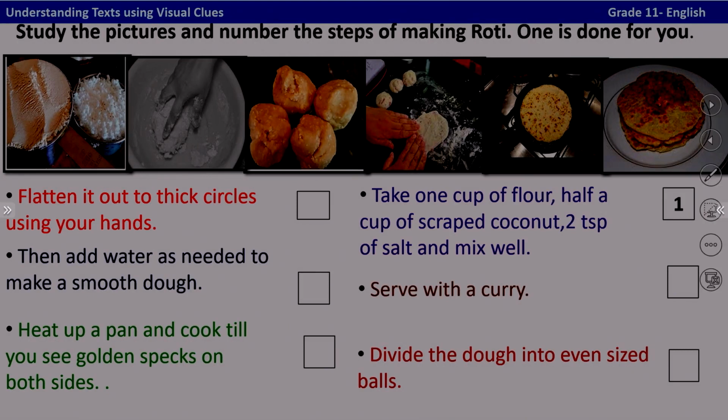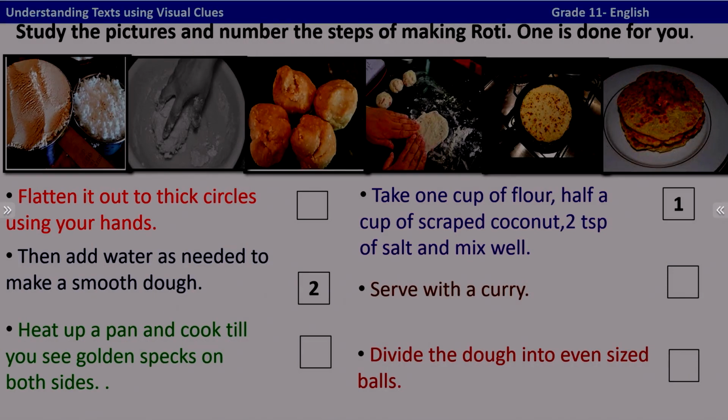What about the second one? What's happening in the picture? You can see how the dough is made. We'll find the description now. Here, in this statement, it says, then add water as needed to make a smooth dough.